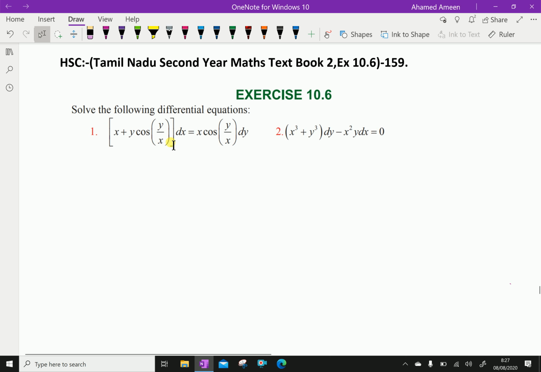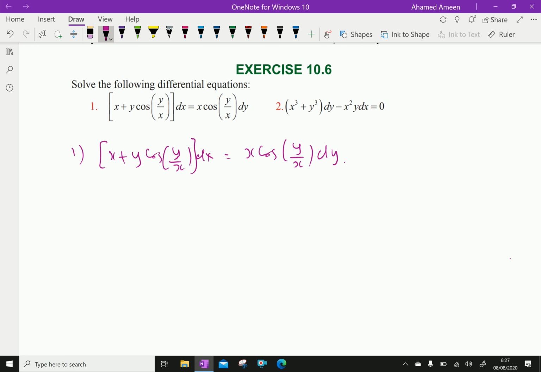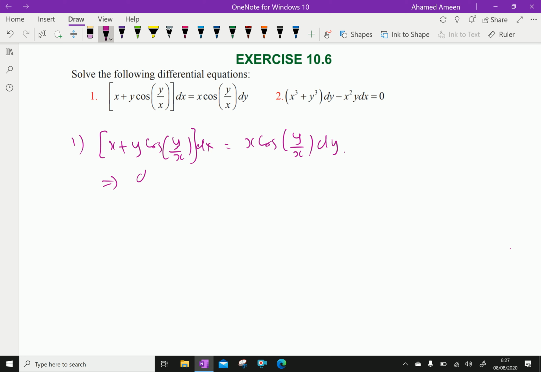Solve the following differential equations. First one: (x plus y cos(y/x)) dx equal x cos(y/x) dy. Here we can express this as dy by dx equal (x plus y cos(y/x)) over x cos(y/x).